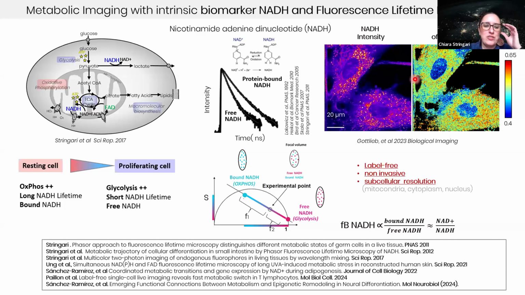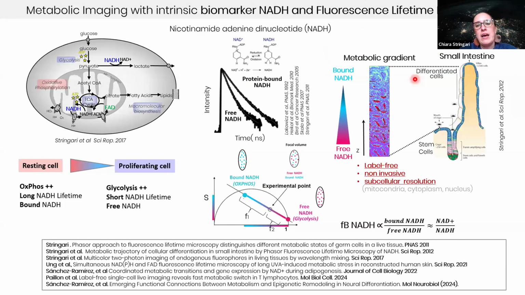So here is just a selection of some of the papers that we recently published since my postdoc and also here at LOB. And I just want to point out that, of course, we want to go to the tissue scale and map metabolic gradients in tissues. And here is one of the first examples where we could measure a metabolic gradient associated with stem cell differentiation inside a small intestine.